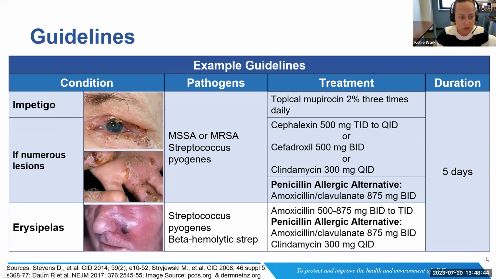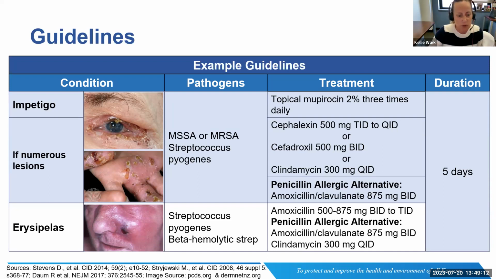So here's some examples of impetigo. You get that crusty kind of stuff. Usually that's going to be your Staph aureus or your Strep pyogenes. These are the recommendations from the Stevens guidelines in Clinical Infectious Diseases. The duration is 5 days. If it's very superficial, you can get away with just topical mupirocin versus systemic antibiotics if it's a little bit worse. And then you can see this picture of erysipelas.